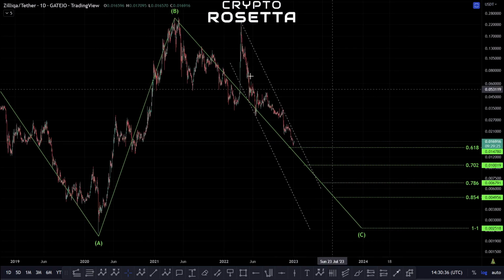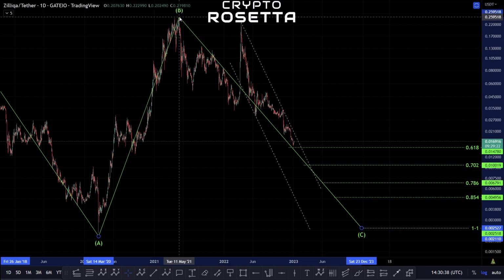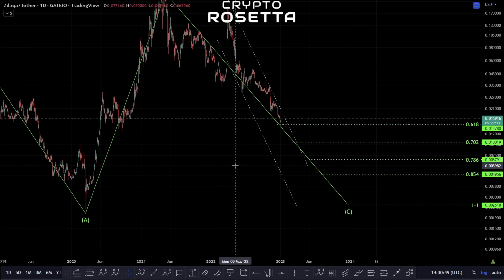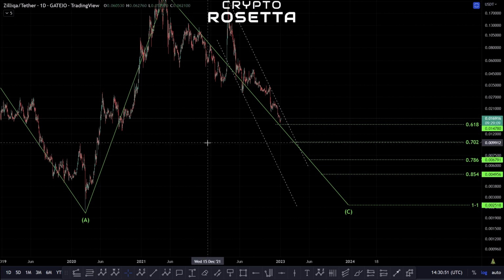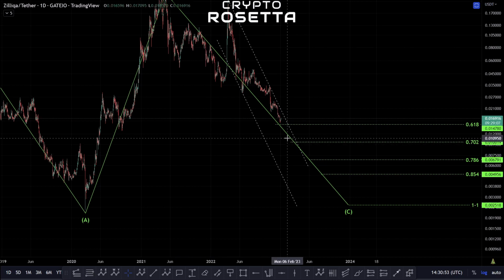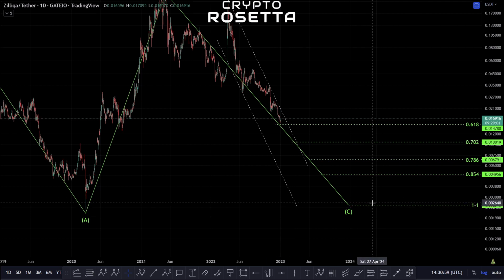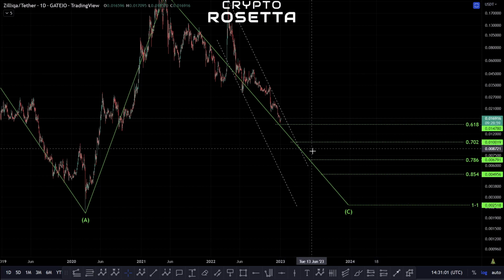And effectively what we'd be looking at is, this is a high point here, and we could potentially, at a 1-to-1, look to move down to this 0.002518 zone. So how probable is this? I don't know. It depends how these waves form as to how we are going to get on. I don't personally think we're going to get back down to this 1-to-1, but it is possible. So we need to bear that in mind.